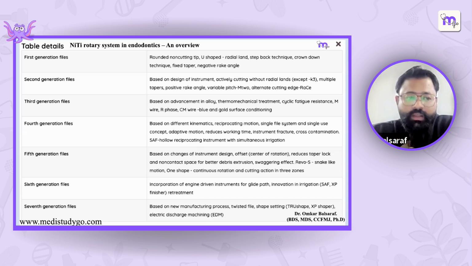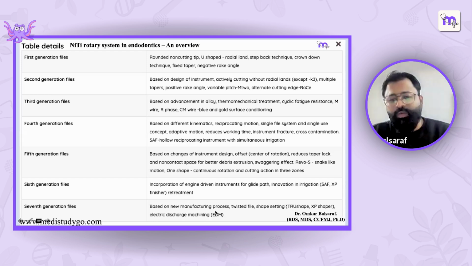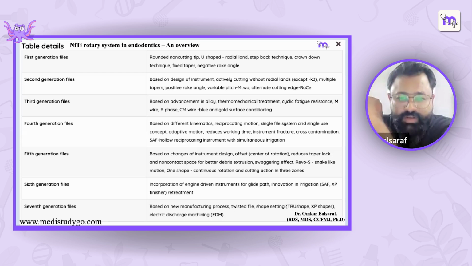Coming to sixth generation, these are incorporation of engine-driven instruments for glide path, and innovation in irrigation, like SAF and XP finisher for retreatments. And the seventh generation are based on new manufacturing techniques. These can be twisted files, shape setting files, true shape or XP shapers, or EDM, that is electric discharge machining. So these are the newer files of seventh generation.